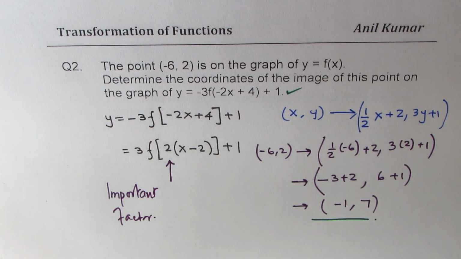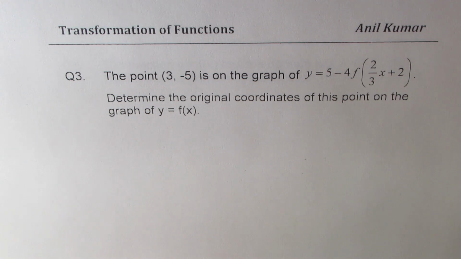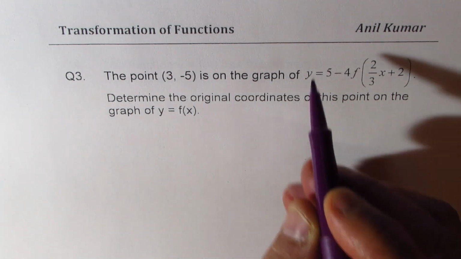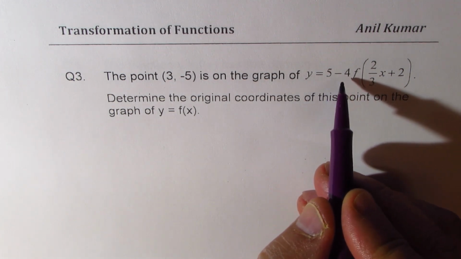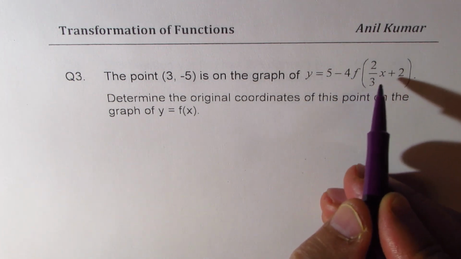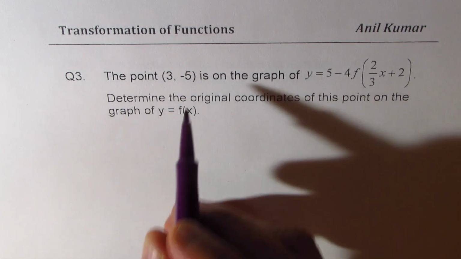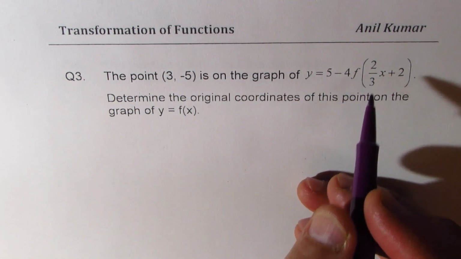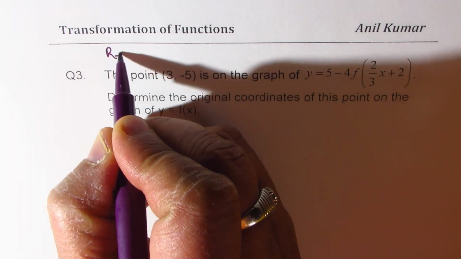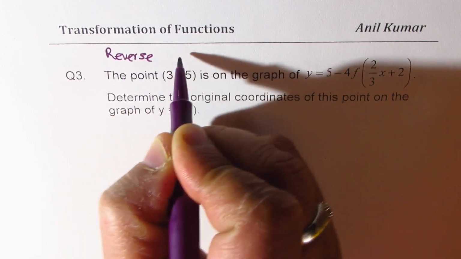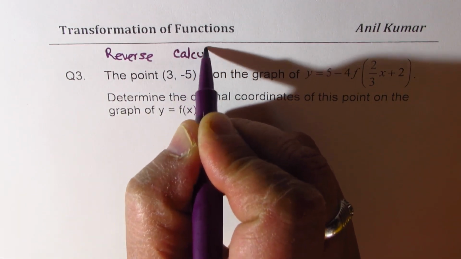Now let's move on and take question number 3. The point (3, -5) is on the graph of y = 5 - 4f(2/3 x + 2). Determine the original coordinates of this point on the graph of y = f(x). So we are given the image this time, right? So we are doing reverse calculations.